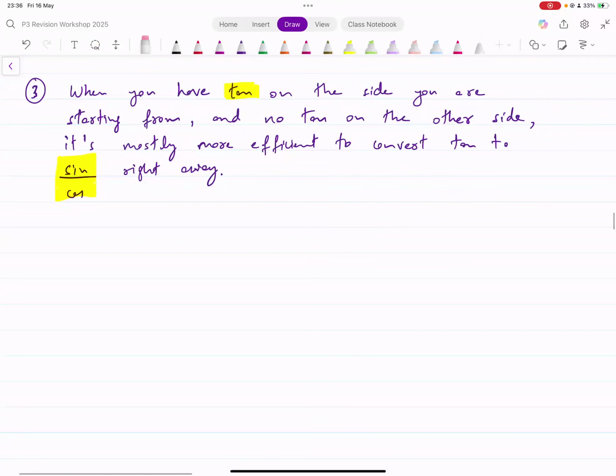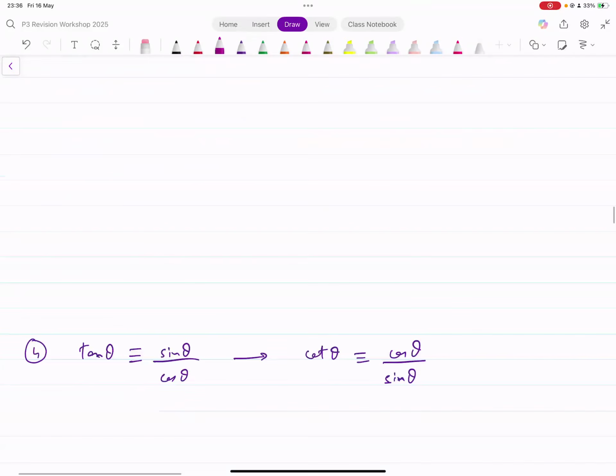When you have tan on one side, the one that you're starting from, and there's no tan on the other side, for example, you're proving an identity. On the left side of the identity, you have tan, and that's what you're starting from. On the other side, there's no tan. Then it's more efficient to convert tan to sine over cos right away. And when you look at some examples, you'd find that this is very helpful. Convert tan to sine over cos in the very beginning rather than doing that at the end. That will simplify things for you. Okay, if you have tan, convert that to sine over cos.